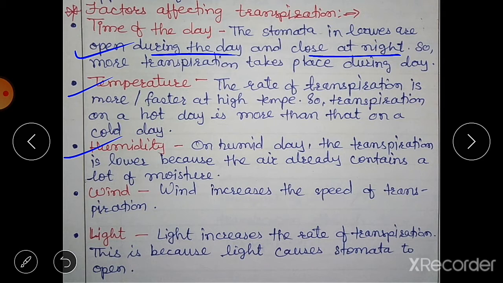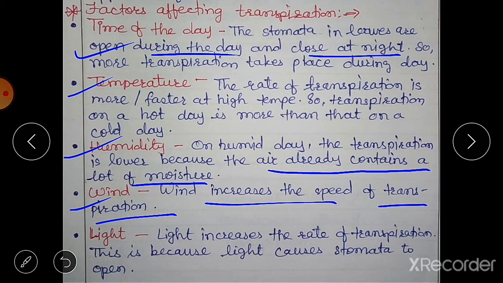Then humidity. Humidity means the water content in the air. On humid days the air is full of moisture, meaning air already contains lots of moisture, and that is why transpiration is lower. So humidity is also a factor that affects the rate of transpiration. Then wind increases the speed of transpiration. If wind is not blowing, transpiration will be less. If wind is blowing, then transpiration will be fast.